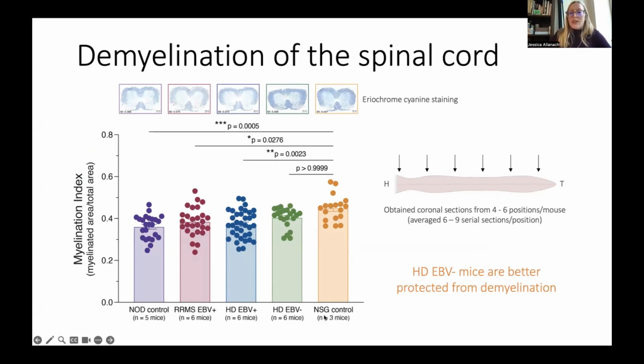These are mice that are not humanized, and they have a fully demyelinated spinal cord. Our EBV negative mice are protected from significant demyelination as compared to our EBV positive groups, as well as these NOD control mice. So these are a classical EAE model. They're better protected from demyelination when EAE is induced compared to our EBV positive groups.